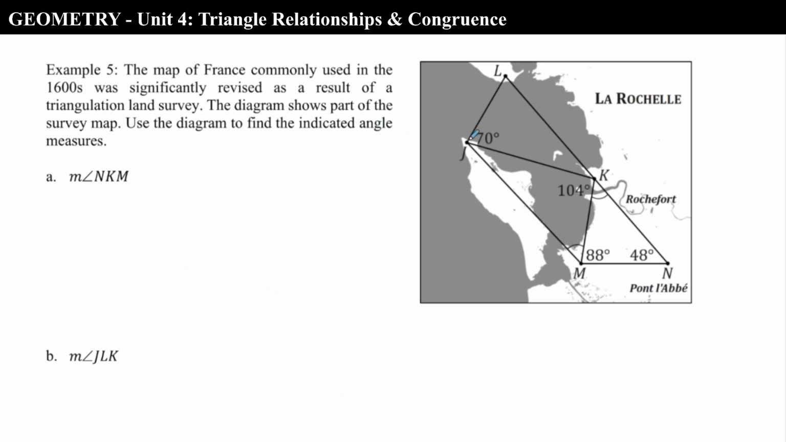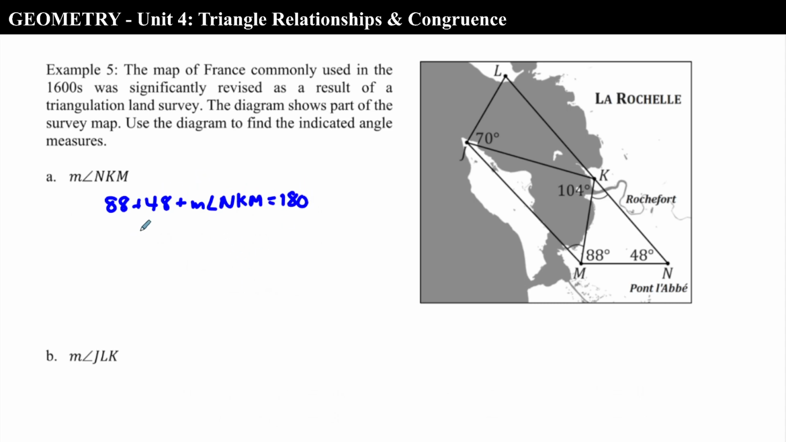So on this map, we're asked to find NKM. NKM is right here. So it is the third angle in this triangle. Well, we know that the sum of angles in a triangle equal 180 degrees. So we know that 88 plus 48 plus the angle that we're asked for has to equal 180. So we will write it that way. 88 plus 48 plus the measure of NKM, which is what we're asked for, has to equal 180.